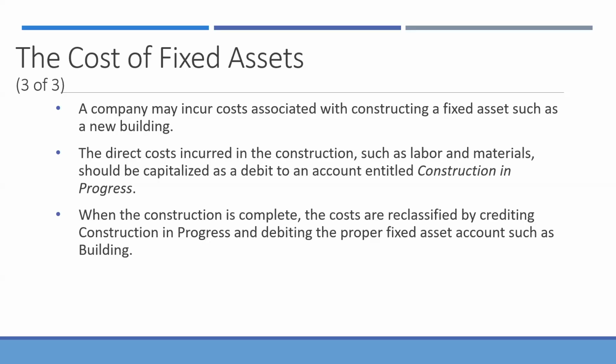When building a new building, a company incurs direct costs such as labor and materials, and if the building isn't done by the end of the period, it goes into what's called construction in progress, or CIP. And then when the construction is complete, we credit construction in progress and we debit buildings because now it's ready to get depreciated. Construction in progress is not depreciated because it's not being used up yet.